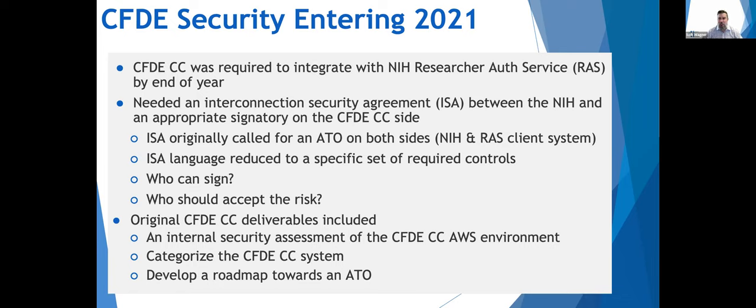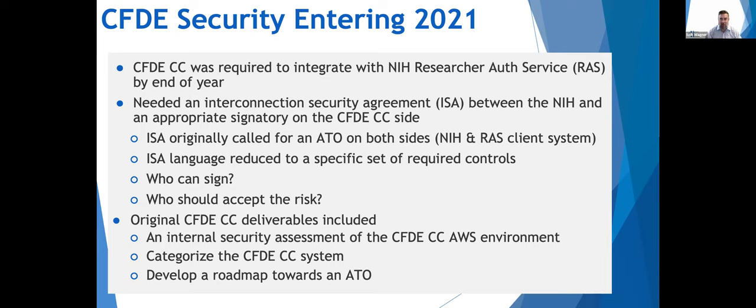All right, so as we were entering 2021, we're in 2020, drafting our roadmap and writing our statements of work and things like that. So we had an obligation to integrate with the Researcher Auth Service. And this was done in kind of a unique way, because part of the integration is done through Globus, but we're actually handling some of the information that comes down from Globus. And we were both required to have an ISA, even though Globus has the direct connection to RAS.